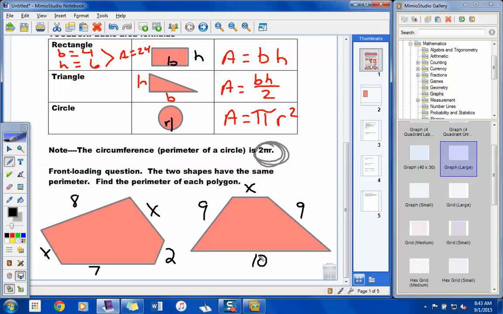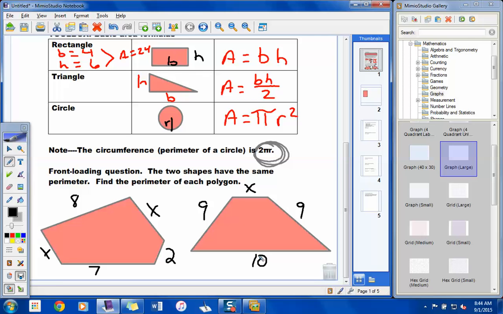Okay, here's a front-loading question. I want you guys to think about this. I'm not going to give you the answer right away, we'll come back to it. It says the two shapes have the same what, guys? Perimeter. It says find the perimeter of each polygon, okay? Now in each polygon, you have some distances that you know and some distances that you don't know. But the big idea here is that the perimeters are the same, okay?